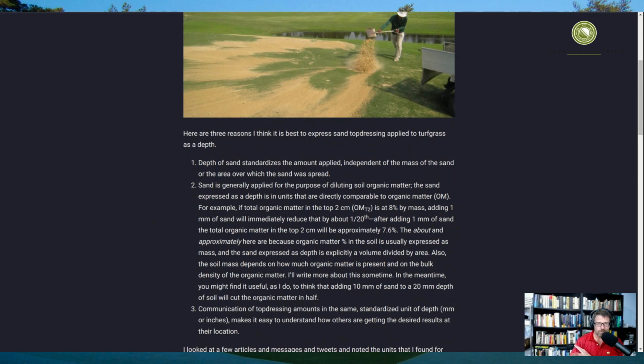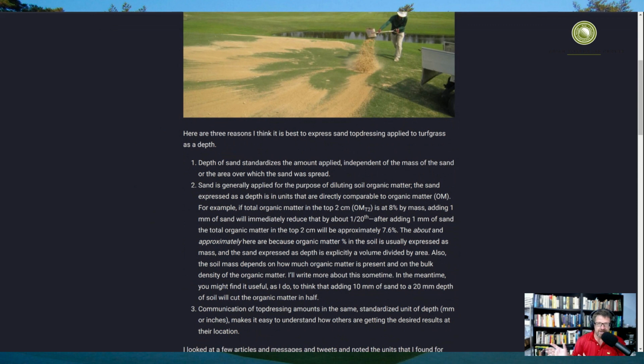So by getting rid of the denominator, by not considering the area over which the sand was applied or which the rain fell on, and just expressing it as a depth, there is a simplicity to that. And I really like that simplicity by expressing simply as a depth, okay? So that part is a personal preference, but as I wrote in the post, I said depth of sand standardizes the amount applied independent of the mass of the sand or the area over which the sand was spread.